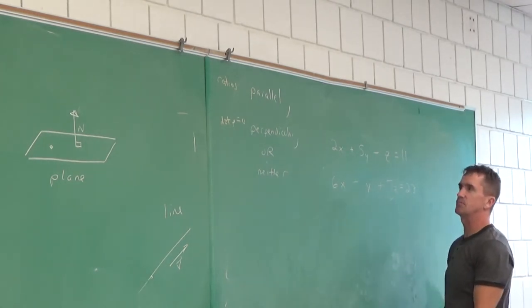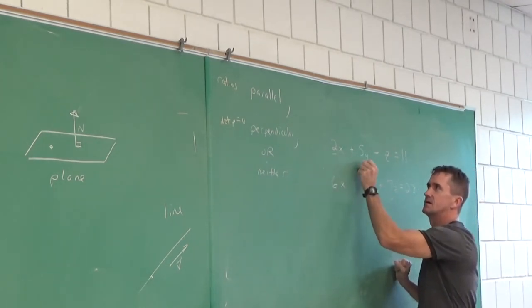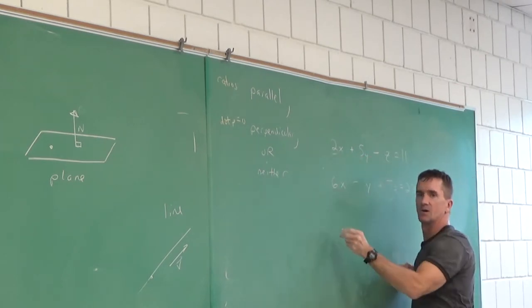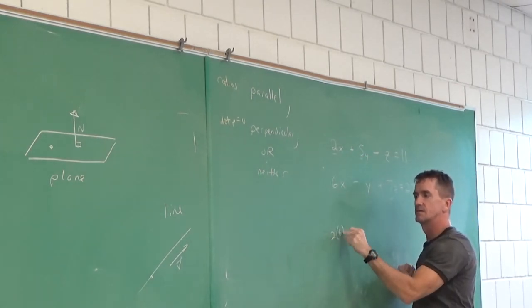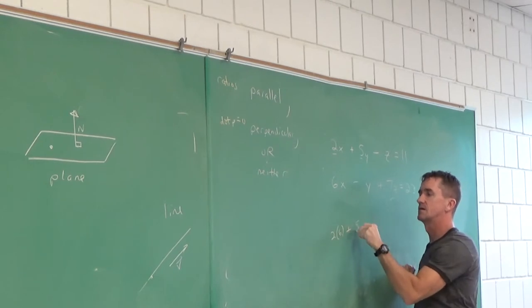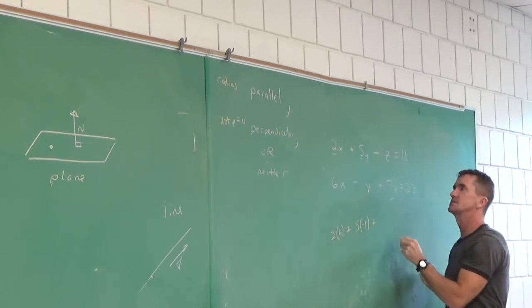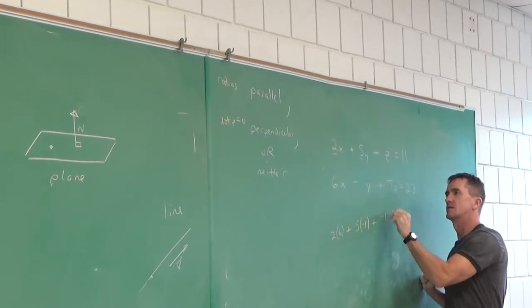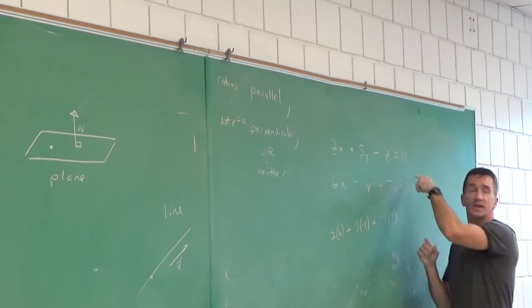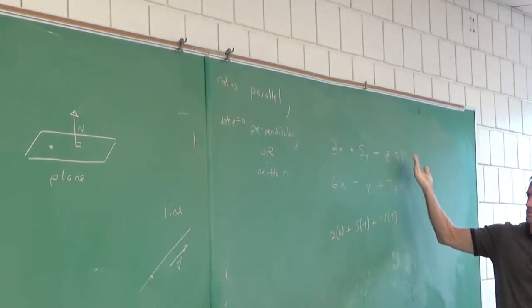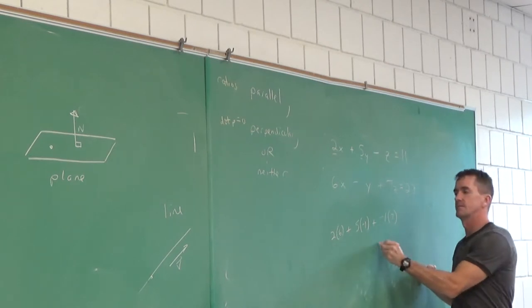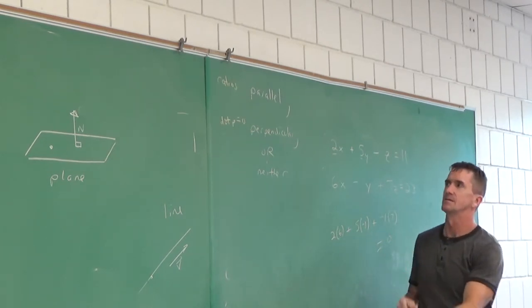Evan, what would be the dot product of the normal vectors? Do you see it? 2 times what? 6. Plus 5 times negative 1. Plus negative 1 times 7. And don't do these, remember we said that? What do you get? 0. What's the answer? Perpendicular.